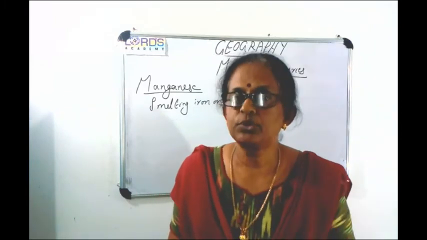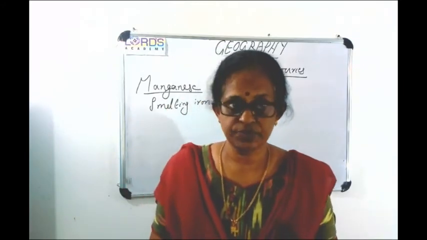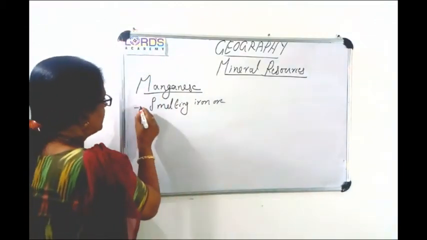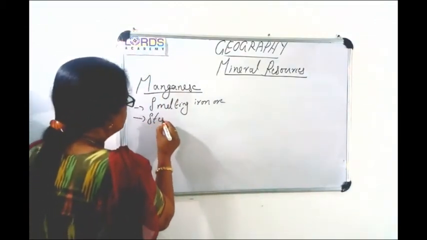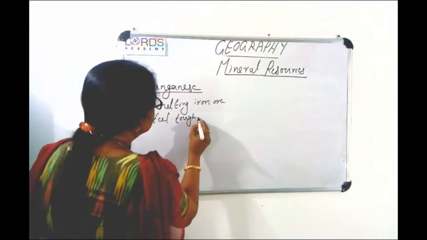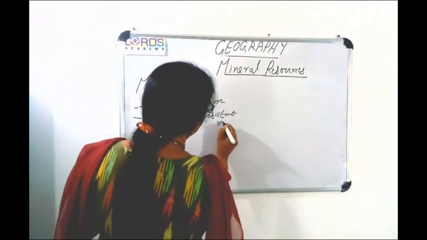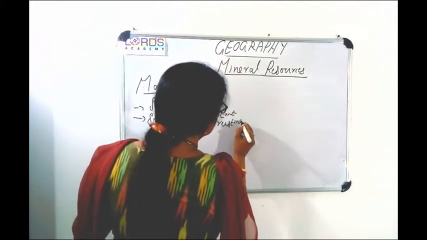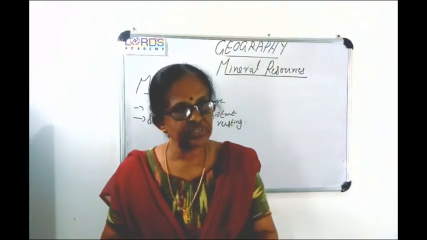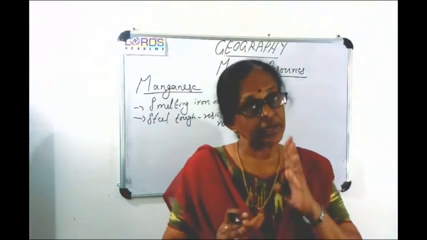Clear? Then when we come to the uses one by one, 7 uses are given in your textbook, but in each point you will get more than one use. The first one is that it makes steel tough and resistant to rusting. Clear? That is one point. And therefore it is an important raw material for the iron and steel industry. Many times we are repeating the same, it is very important because these are basic industries, mineral industries, that is the iron and steel industry.